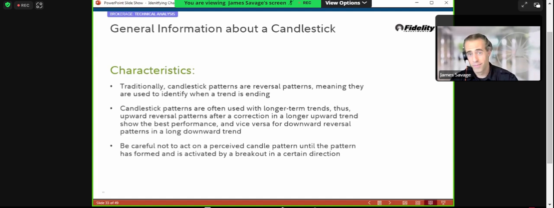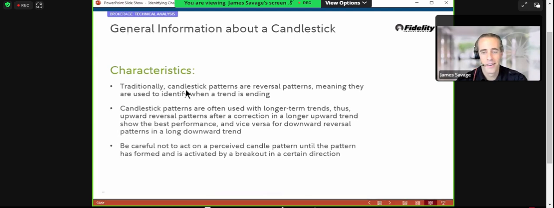Now, just like all types of pattern analysis and pattern trading, we want to be careful not to act on a perceived candle pattern until it has been formed and activated by that breakout in a specific direction, either upwards or downwards. So keep some of these ideas in mind. This is based on very similar concepts to how you would trade other patterns, your double tops, double bottoms, triples, triangles, and so forth. You're waiting for that breakout to confirm that the pattern is taking place.